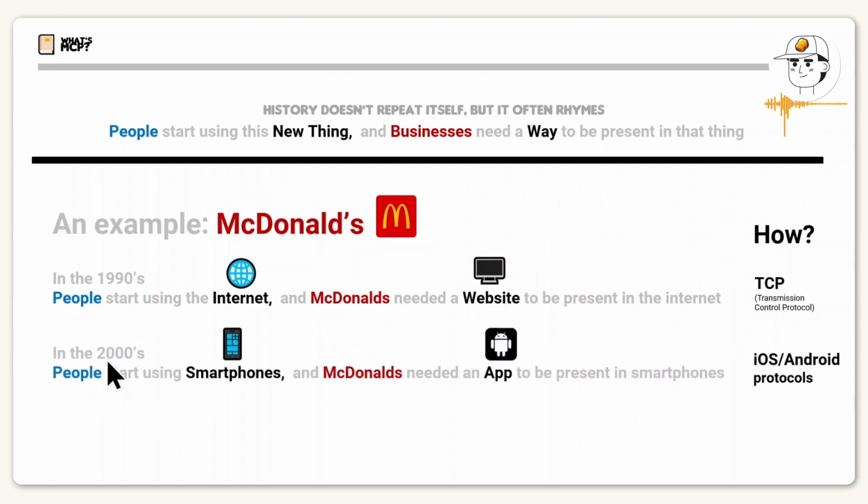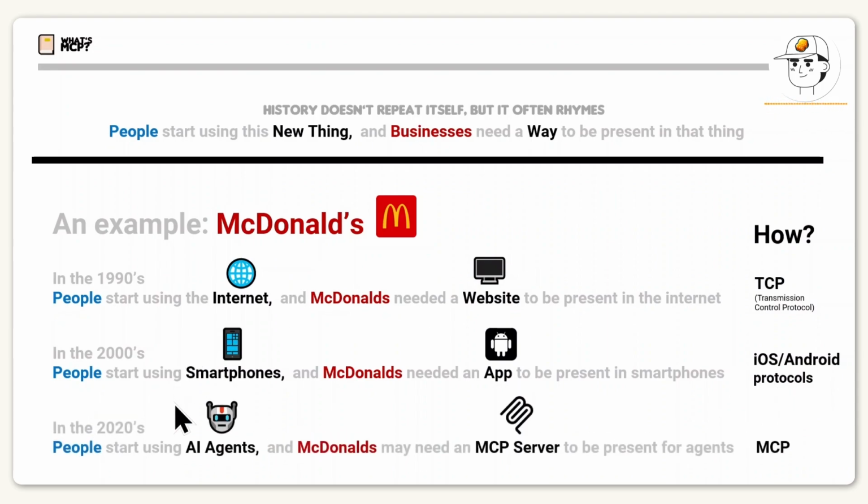And then somewhere in the 2000s, when people started using smartphones, McDonald's also needed an app to be present in smartphones, because how else would you order your cheeseburger if not through a smartphone app? And the protocols that McDonald's needed to adhere to is, of course, iOS for Apple and Android for everything else, because those are the only ways by which you can be present in people's smartphones.